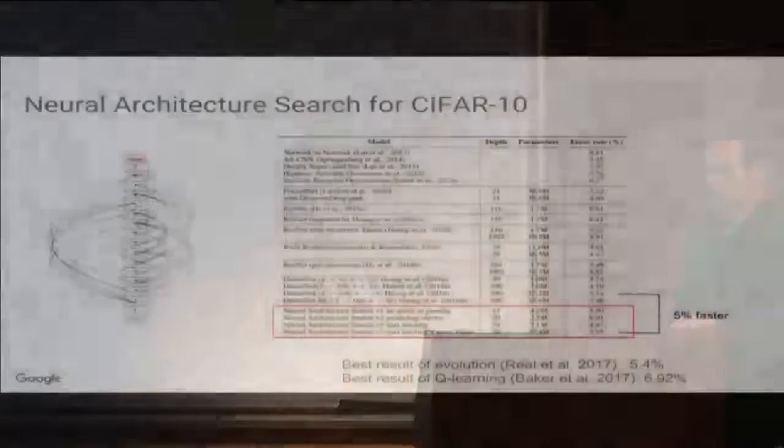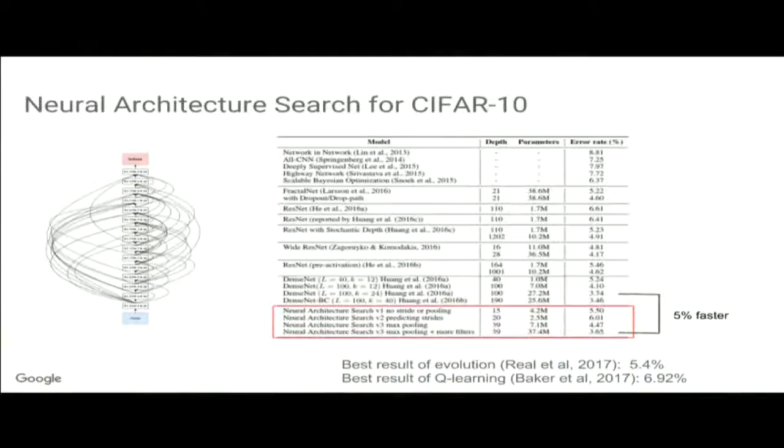So here's the result. This is error rate. The best model that we got is about 3.65 error on the test set. The best model here is 3.46, which is the DenseNet. And in the DenseNet, what they have is a huge deep net, and then they connect every layer to all the layers.